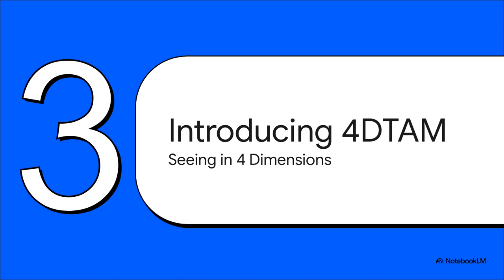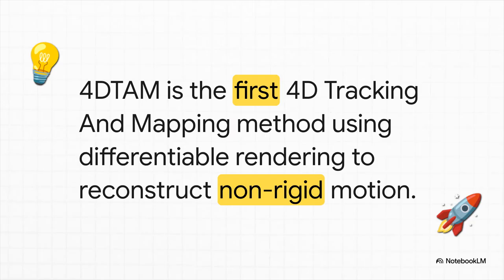So let's meet 4D TAM, a completely new way of looking at this four-dimensional puzzle. At its core, 4D TAM, which stands for 4D tracking and mapping, is the first system of its kind. It uses this really powerful technique called differentiable rendering. Okay, think of it like this. It lets the system not just spit out an image, but understand how tiny changes to its 3D model will change the final 2D picture. This means it can kind of learn its way to a perfect match, figuring out the camera's location and the shape of all the moving stuff at the same time.